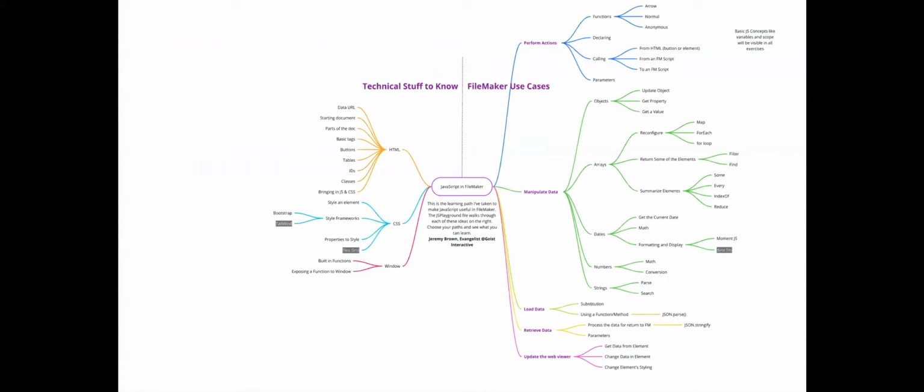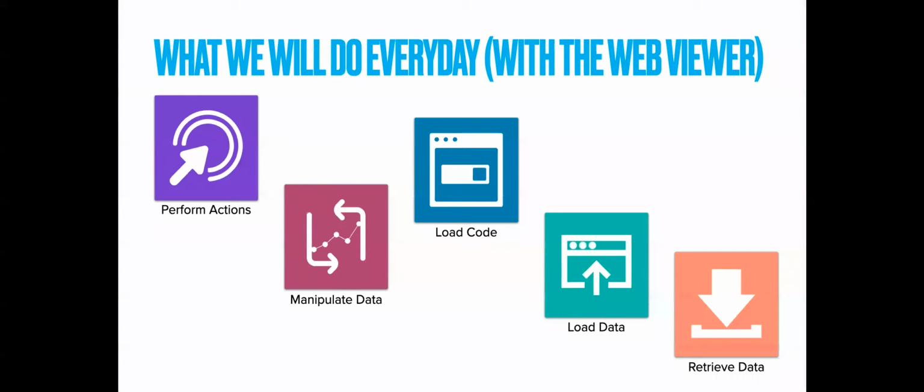So here's what it looks like again. On the right side are some use cases. I've identified, in my opinion and from my experience, five use cases of what we will do every day with the web viewer. Anytime we want to work with the web viewer, anytime we want to work with the JavaScript library, here are things that we'll do. We're going to perform some actions. That is, we're going to click a button in the web viewer and make something happen in the web viewer or in FileMaker. We're going to click a FileMaker button and make something happen in the JavaScript.